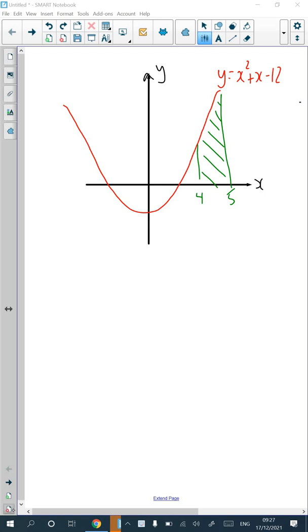Hello. So this is the lesson we were going to do yesterday, and what we're going to do is find areas bounded by curves, the x-axis, and certain x values, the limits. So here we've got the curve y equals x squared plus x minus 12, and I want to find the shaded area. You can see clearly we are between 5 and 4. So we're going to integrate.